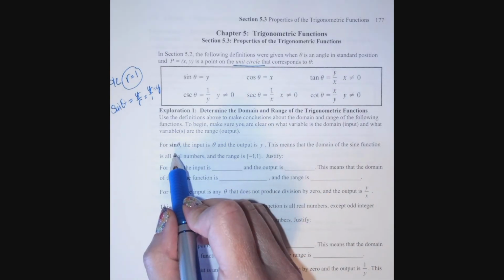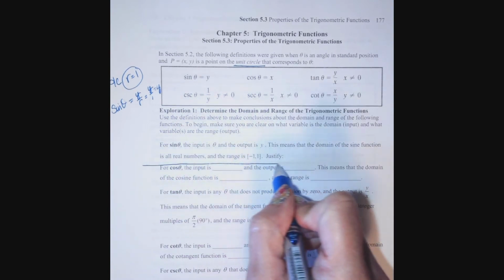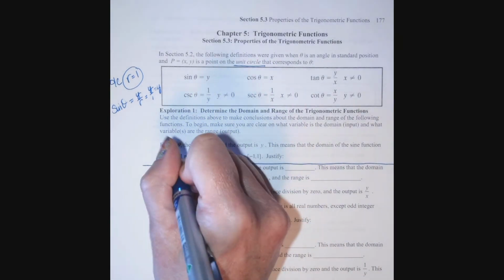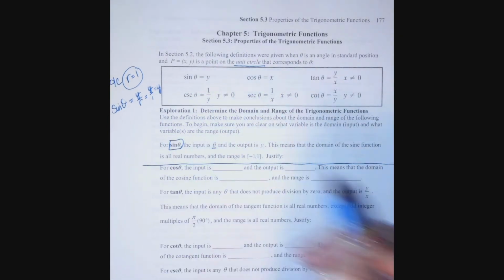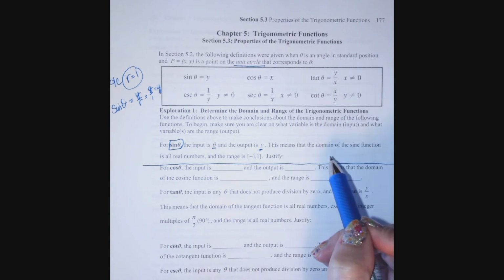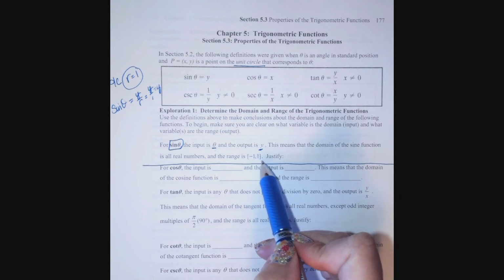So for sine theta, where we start, and I'm going to go ahead and delineate one from the next. For sine theta, our input is our angle theta, and our output is y, which is the sine function value. This means that the domain of the sine function is all real numbers. I can include any value, any angle, to find a sine function for it. The range is from -1 to 1.